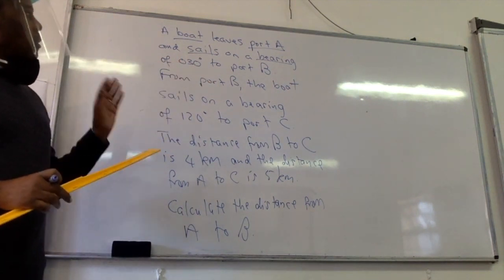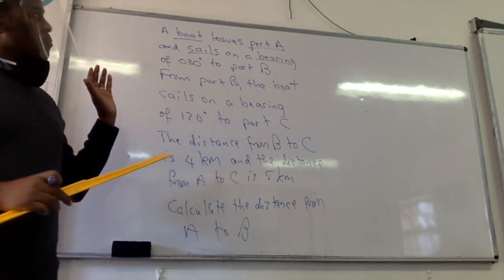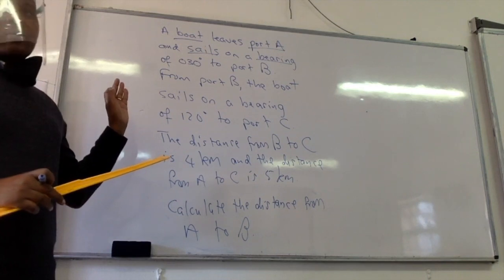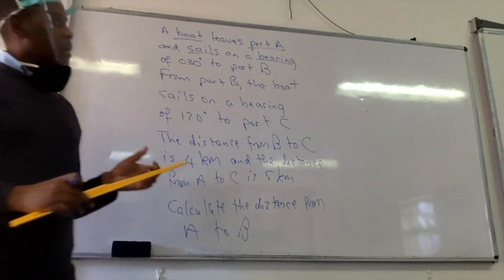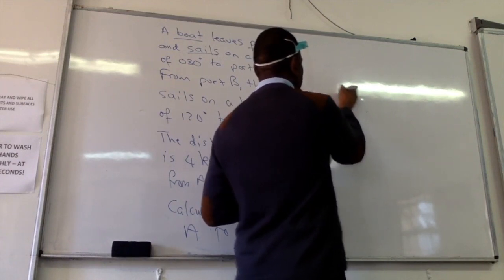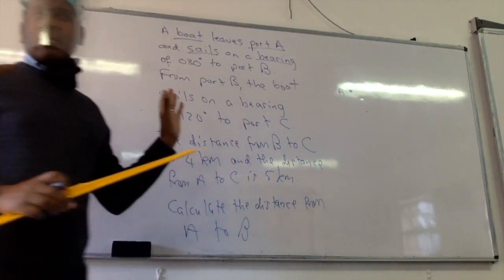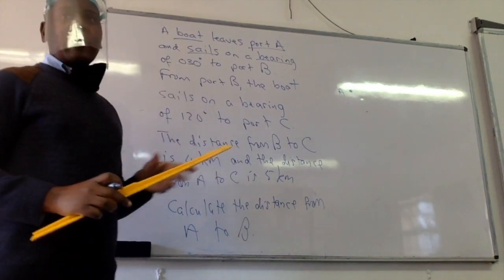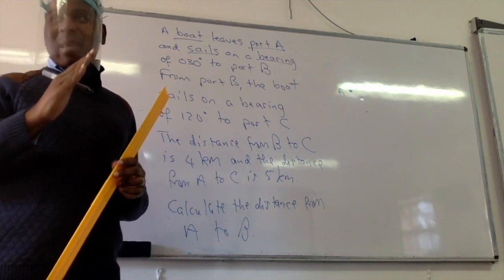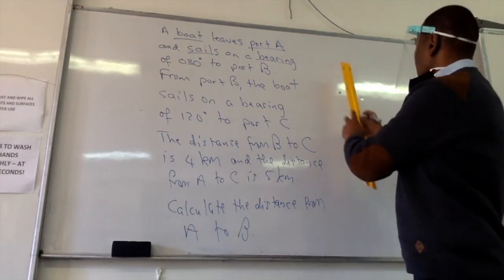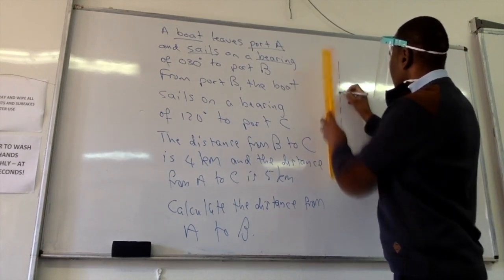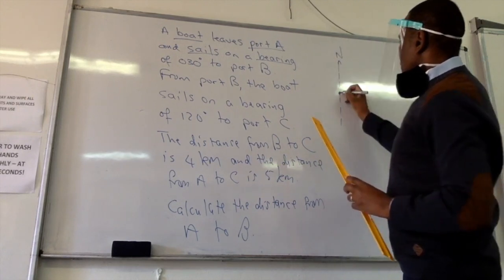Right, so it says a boat leaves port A and then sails on a bearing of 30 degrees to another port called B. So let's assume that it starts here. This is port A. Whenever you do questions that relate to bearing, just remember your north, south, east, west. Those are bearings, right? Right, so I'm drawing my true north. So that side is north. This is port A.